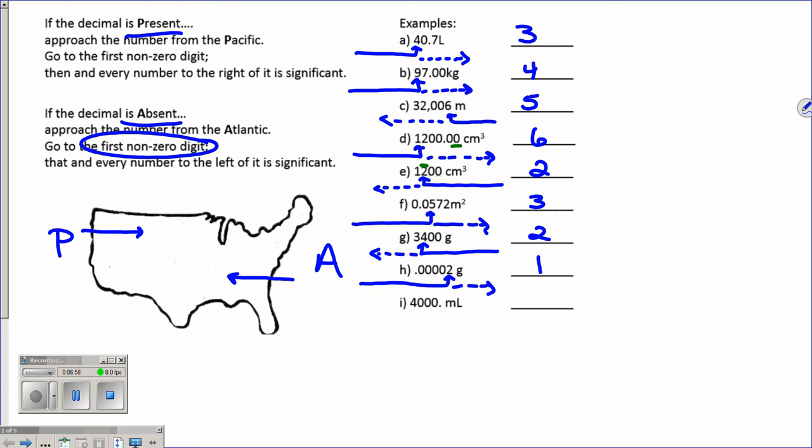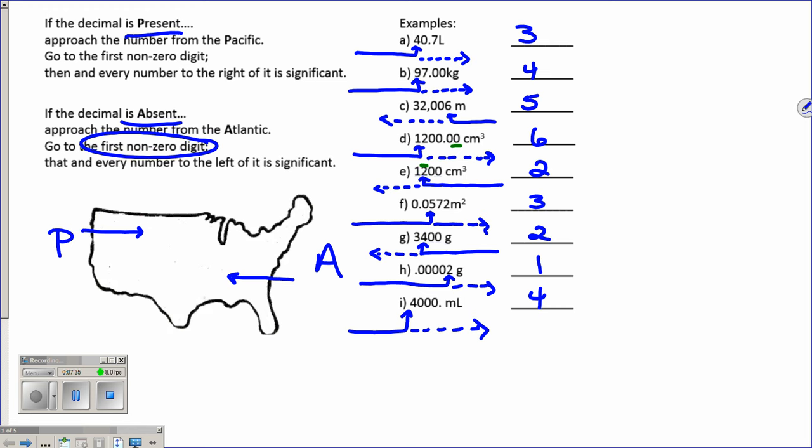So back to the rules. Letter F, leading zeros are insignificant. Letter G, trailing zeros are insignificant if there's no decimal place. Letter H, leading zeros are insignificant. Letter I, trailing zeros are significant if there is a decimal place. So letter I has 4 significant digits. The decimal is present. We come from the Pacific, start counting at the 4. That 4 and all of the zeros to the right of it are significant.